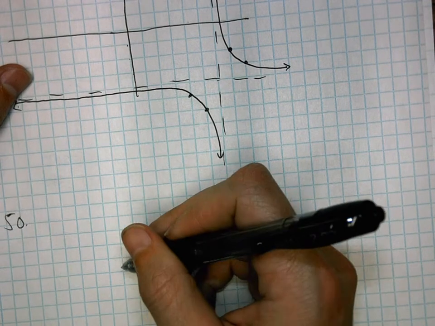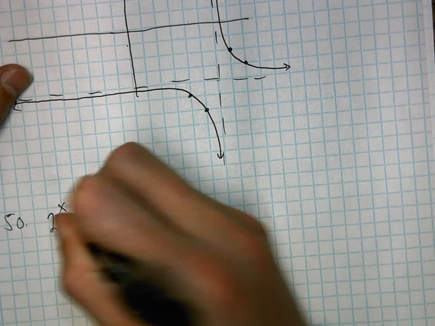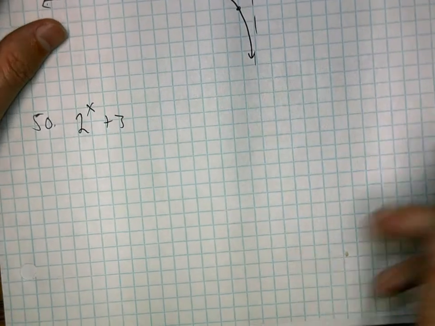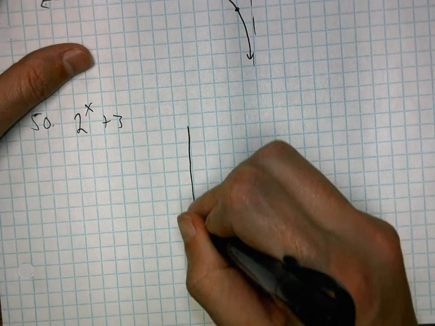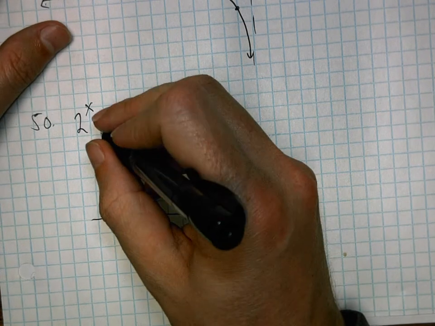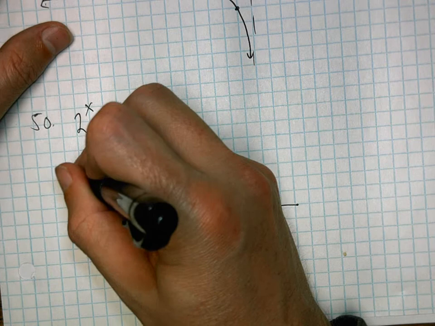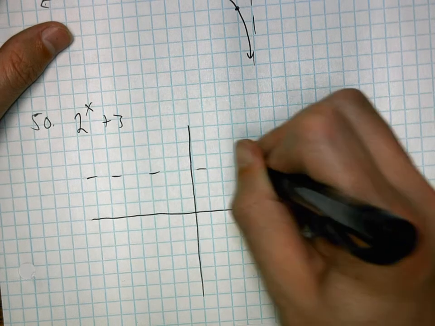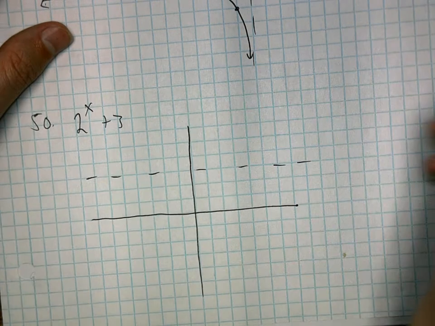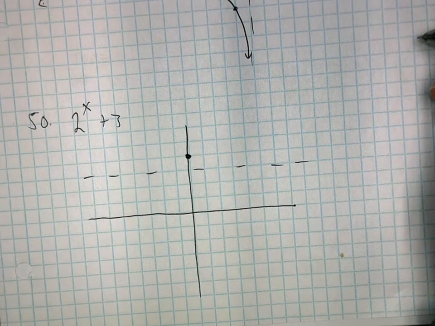2 to the x plus 3. So this is shifted up 3. So we're going to go up 1, 2, 3. Make our horizontal line here. That's our asymptote. And we always start 1 above the asymptote. Typically you start 0, 1, and that shifted up 1, 2, 3.